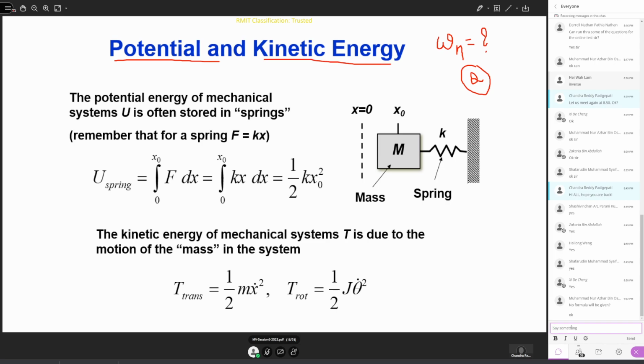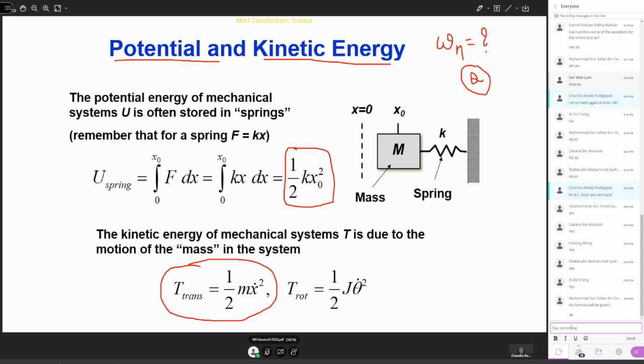Now, for a simple mass and spring system, you know the potential energy is half k x square. Yeah, you've done this expression in your engineering dynamics course, right? So I need not explain this. Then the kinetic energy due to the linear motion, the translatory kinetic energy, is half m into v square. So this is for a linear motion, when the mass is moving along the horizontal axis x.